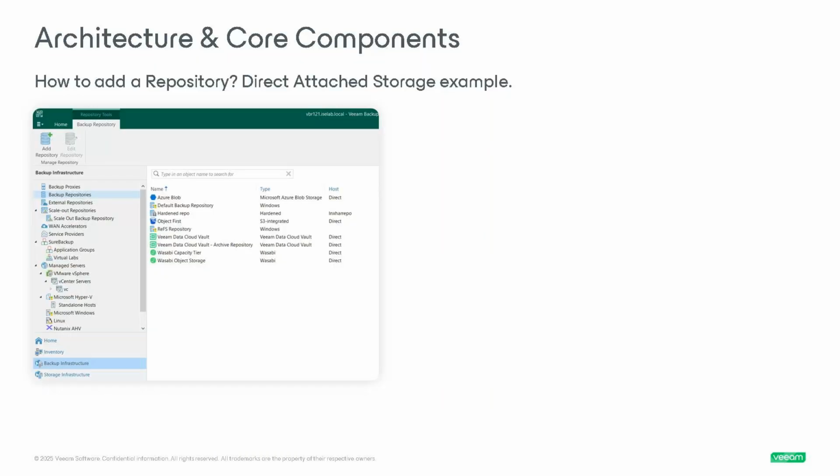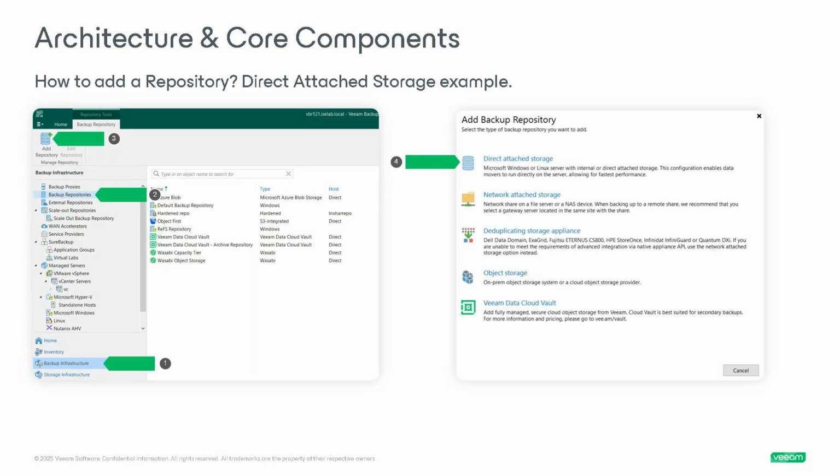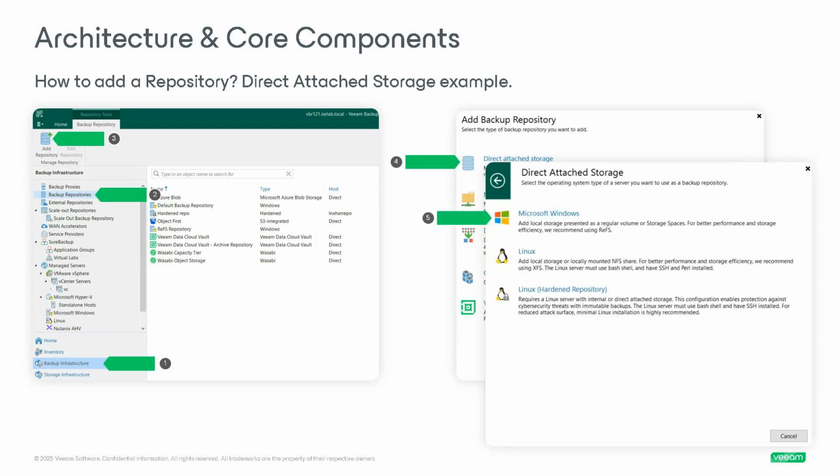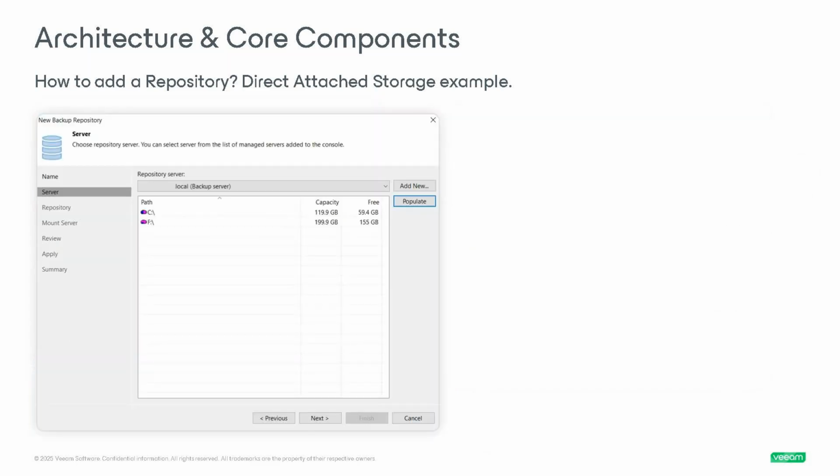Yeah. So how to add a repository. In this case, it will be direct attached storage. So if you go to the backup infrastructure area and then at the top left, click add repository. So these are the different options. In this case, direct attached storage, but there are a lot of different options. And so we're going to choose Windows. You can choose anything that's under managed servers, similar to the other wizards, or you can add new if it's something that you're adding on the fly.